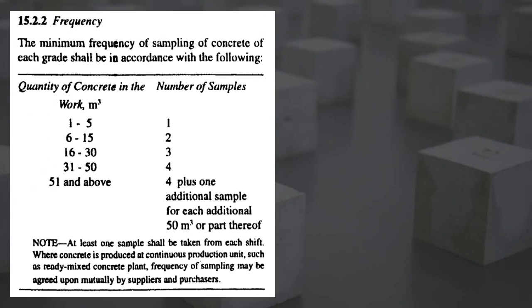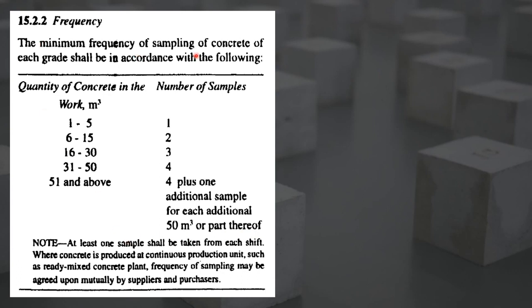IS code, clause number 15.2.2. The minimum frequency of sampling of concrete of each grade shall be in accordance with the following. This gives the minimum number of samples that should be used in accordance with the quantity of concrete in the work in meter cube. For example, if you use 7 meter cube of concrete, we have to use two samples. If we use 55 meter cube of concrete, we use four samples, plus one additional sample for each additional 50 meter cube or part thereof.